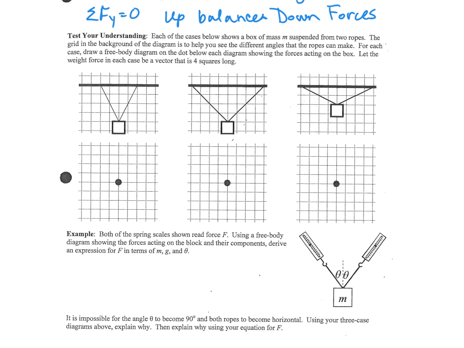What do we know? Weight force is 4 vectors long. So we know down, 1, 2, 3, 4, 4 down, which means that we need to balance that. We need 2 up in each direction, don't we? So I need to go 2 up this way and 2 up this way with force of tension and force of tension. That also means that these components also matched, didn't they?